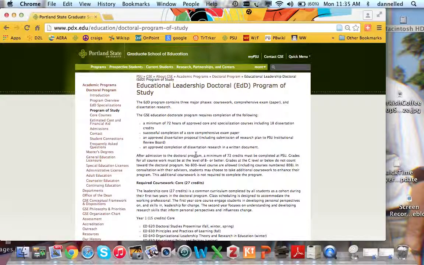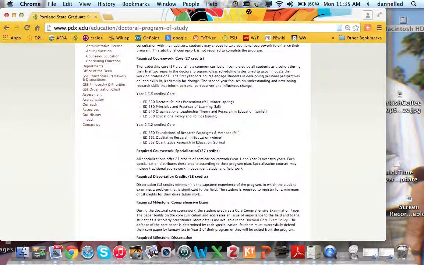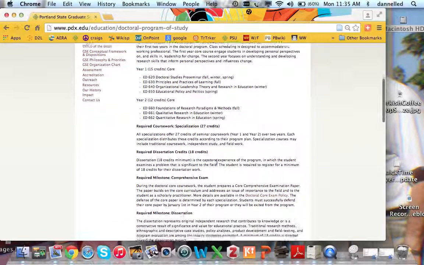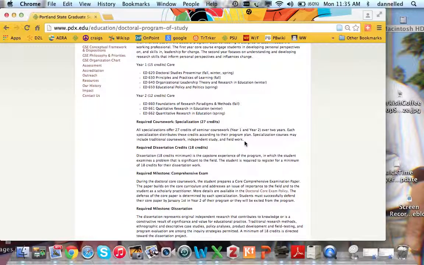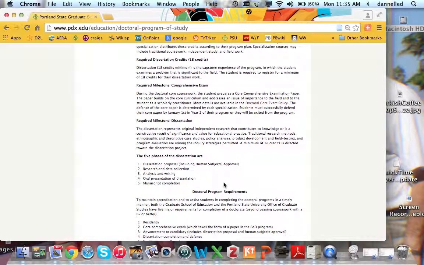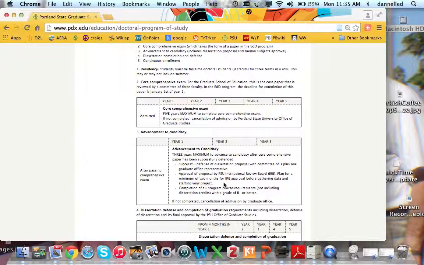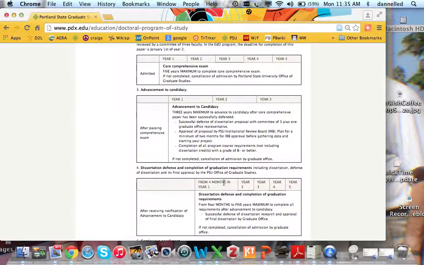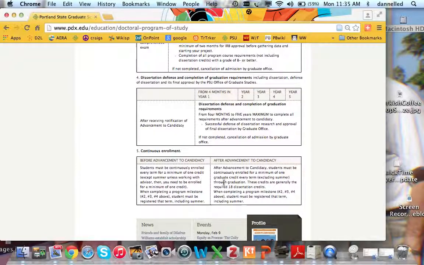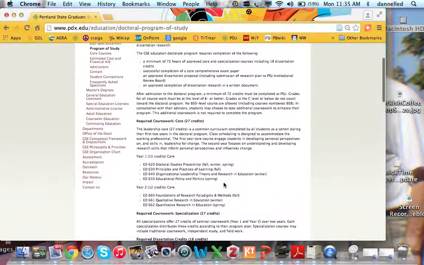Then the next one is the program of study, and the overall 72 credits. There's a core comprehensive exam, a dissertation proposal, and then the required coursework in year 1 in the core, and then in the specializations once again. This was another place where we could do a link to the specializations. Dissertation credits, different milestones we have, and doctoral program requirements that come from the Office of Graduate Studies. So I put in here that chart that I had done before, which does describe the requirements of the PSU doctoral program, requirements from the grad office.